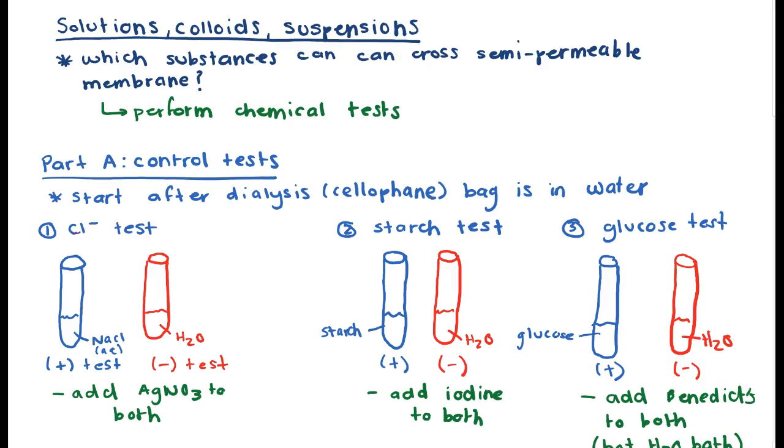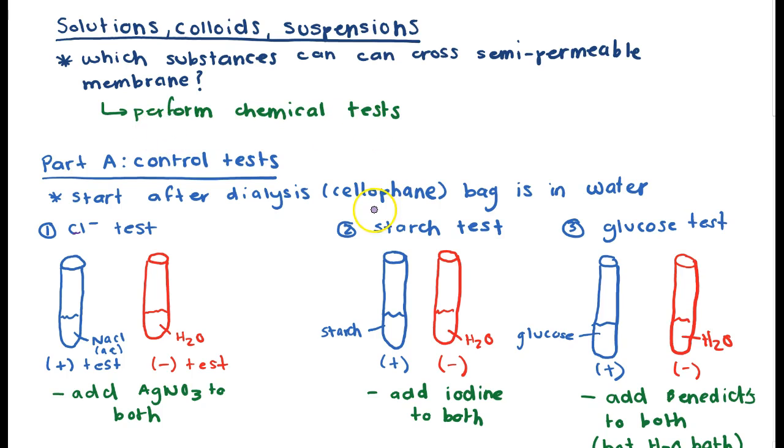So in this lab, solutions, colloids, and suspensions, what we want to do is figure out which substances can cross a cell membrane. And we're going to use cellophane to mimic the walls of a cell. The substances we're going to be testing for are chloride ion, starch, and glucose. And in order to test those, we're going to perform different chemical tests.